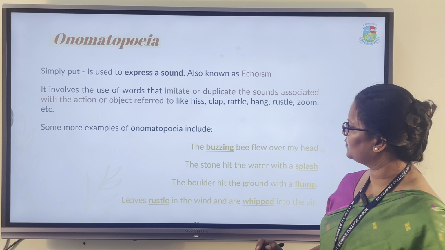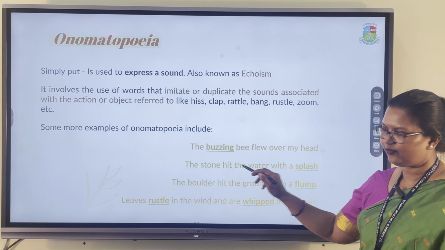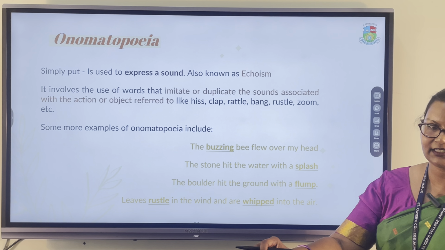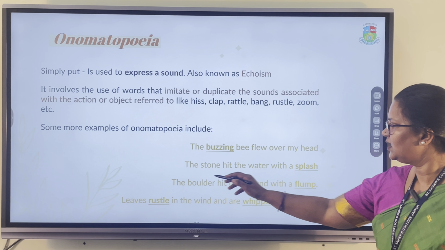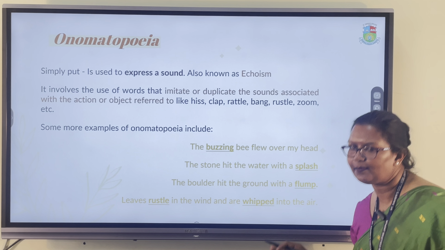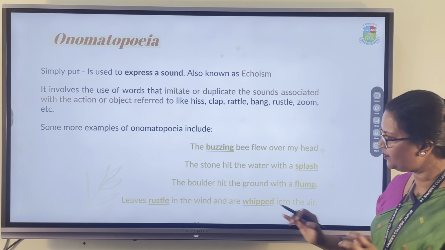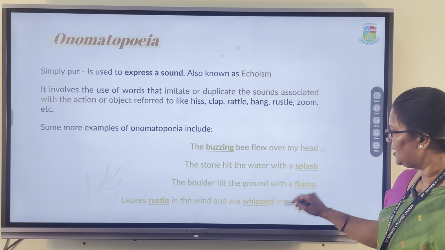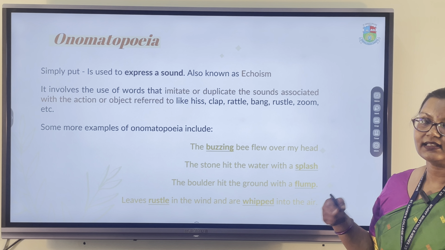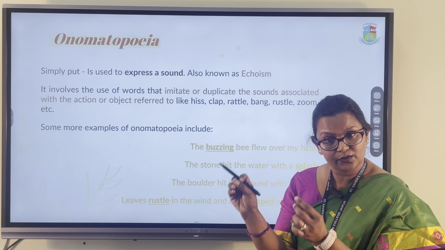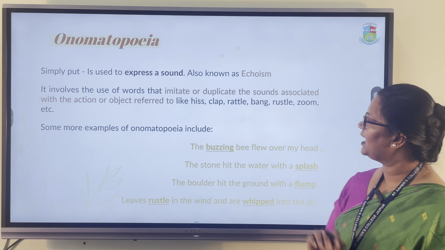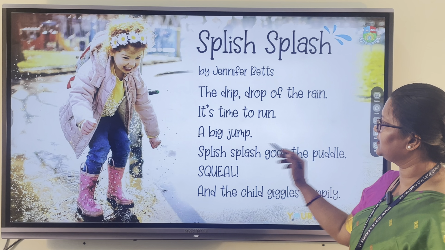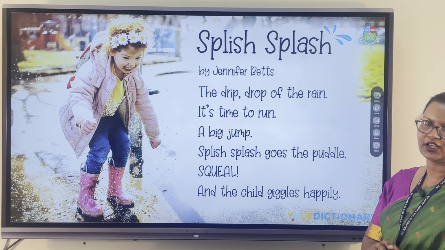We all have used these words like buzz of a bee, the splash. So we can imagine the stone hitting the water and there is a splashing sound. The boulder hit the ground with a flump. So we can imagine the thud, the flump. Leaves rustle. So the rustling of the sound, leaves, the whipping of the air. These are words that represent the sound very closely, and they are known as onomatopoeic words like hiss, clap, rattle, bang, rustle.